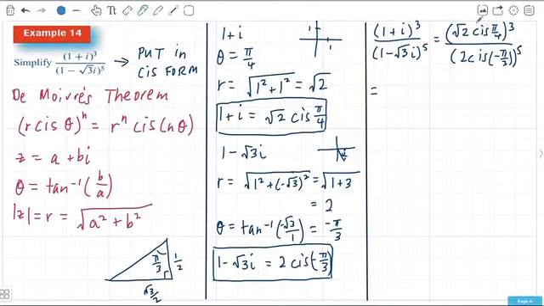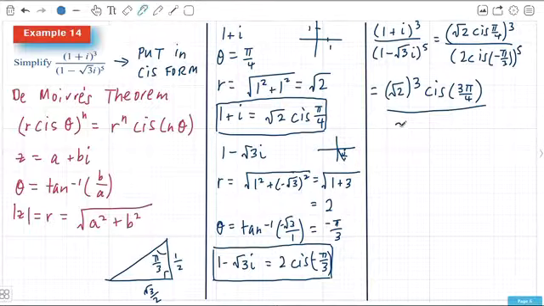So what we know is that this is now root 2, all cubed, cis, 3 times the angle, so 3 times pi on 4, so that's 3 pi on 4, over, now we do the modulus to the power, which is 5, cis, and this time we multiply the angle by 5, so it's 5 pi on 3.